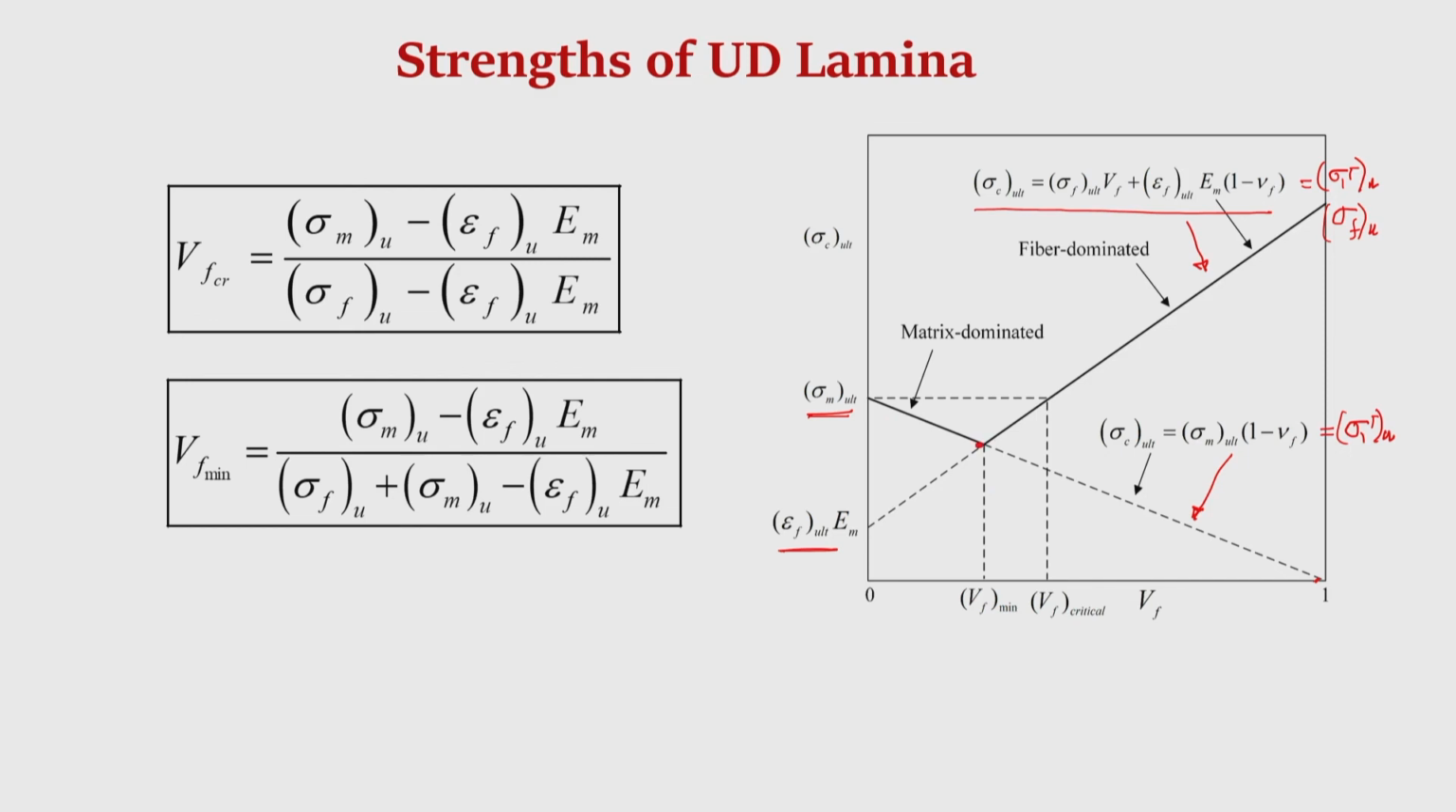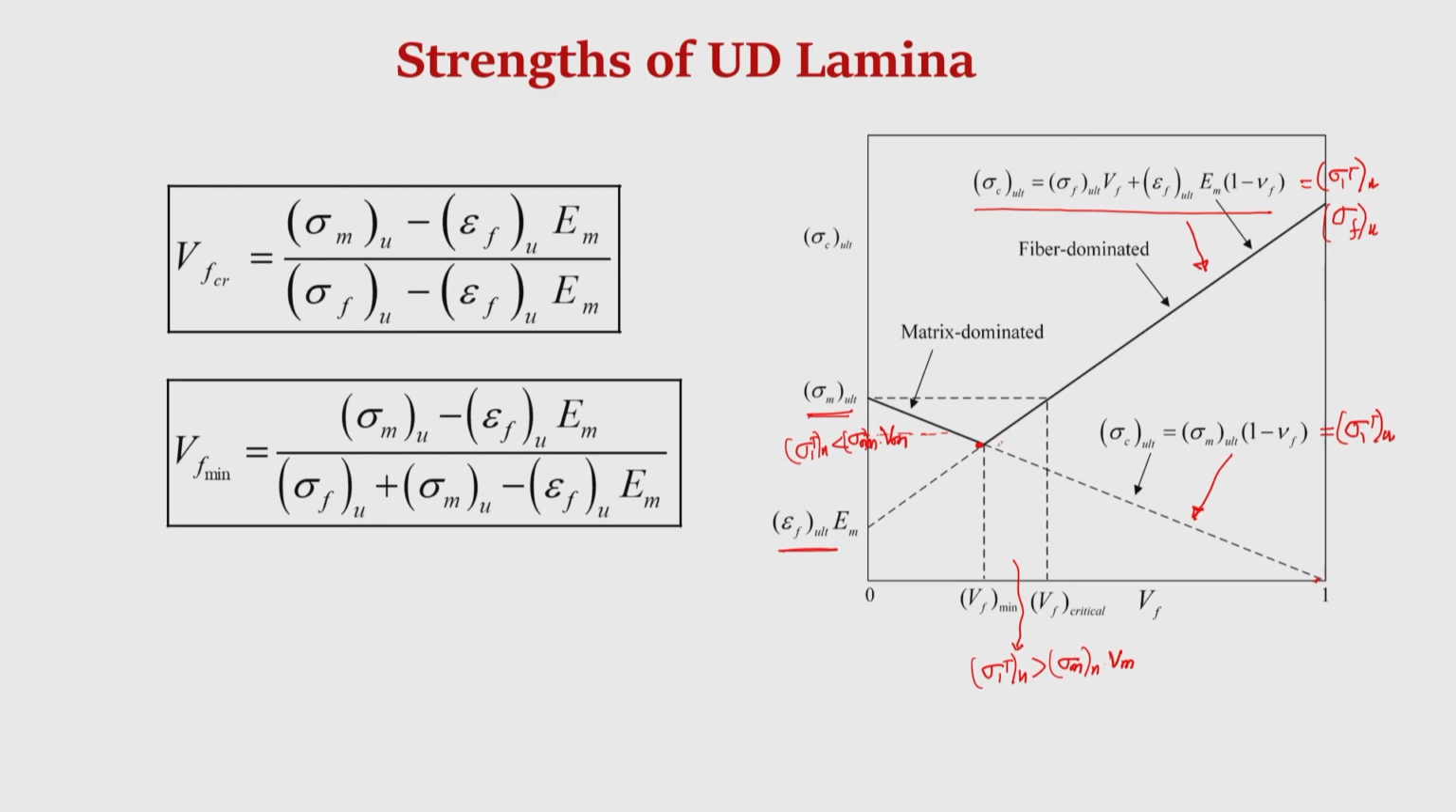Okay. That means, below this V minimum, the tensile strength of the lamina is less than sigma m u V m, and above this, above V f minimum, sigma 1 T u is more than sigma m u V m. Okay.